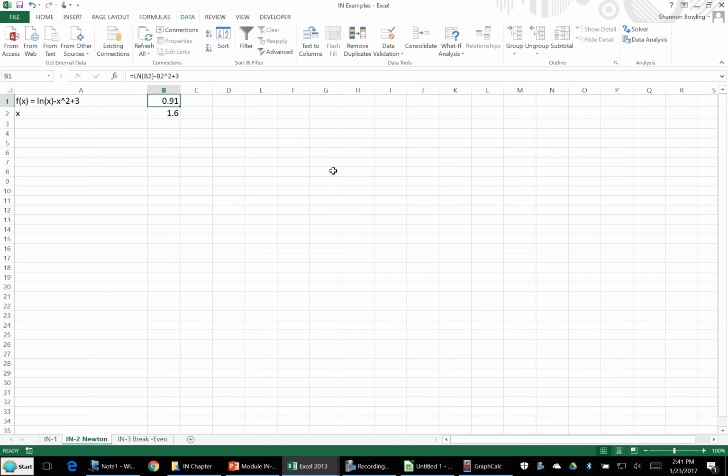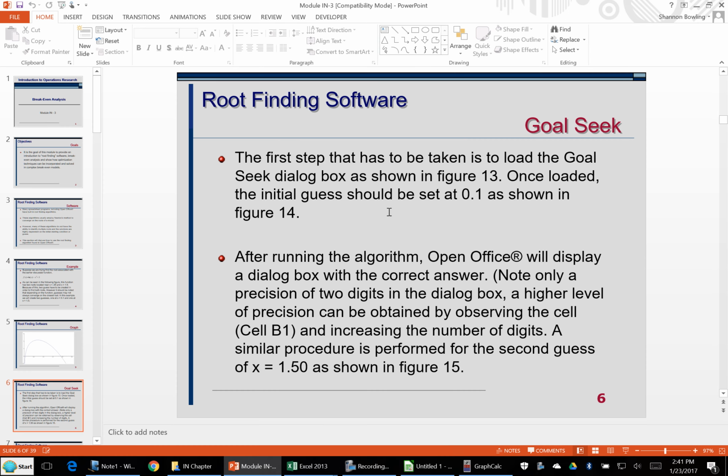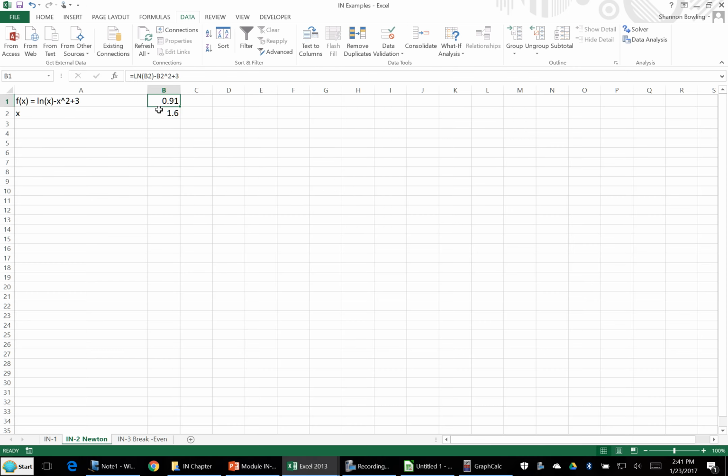So whatever value I put in here, this is the cell that actually evaluates the value of the function. Okay? So we go back here and it says we're going to set initial guess at 0.1. So I'm going to come here and put in a value of 0.1. And you can see that this value here is not 0. So we're off. So I'm going to go up here under data, click on this data tab. I'm going to go to what if analysis, and I'm going to go to goal seek, and I'm going to say set cell. I'm going to set this cell, which is the actual function, to value of 0. I want it to be equal to 0 by changing this cell right here.